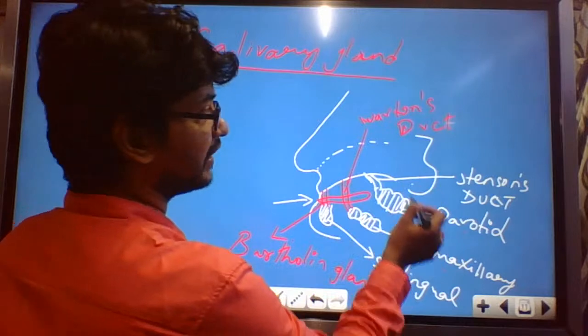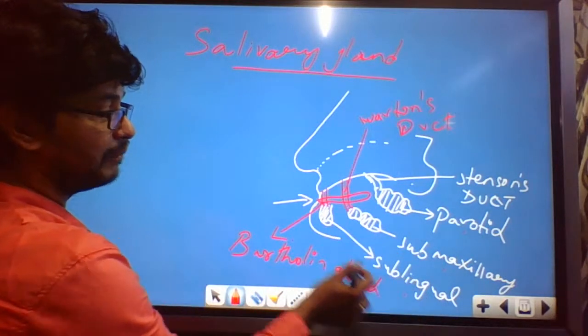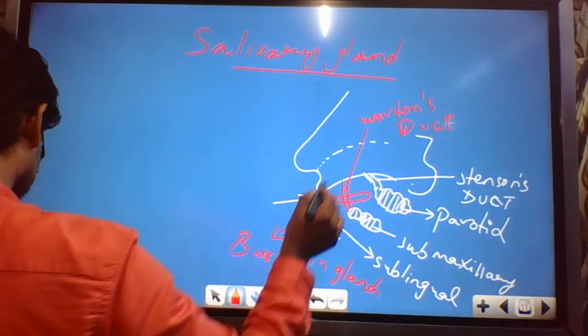Parotid is connected by means of Stenson's duct, submaxillary is connected with Wharton's duct, and sublingual is connected with Bartholin glands, through which the saliva is getting secreted.